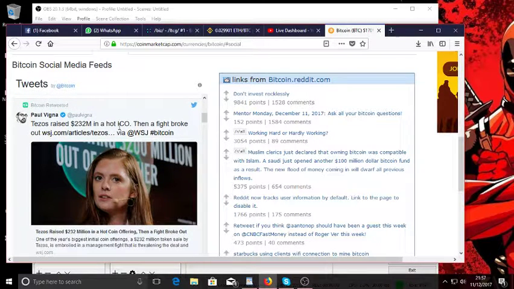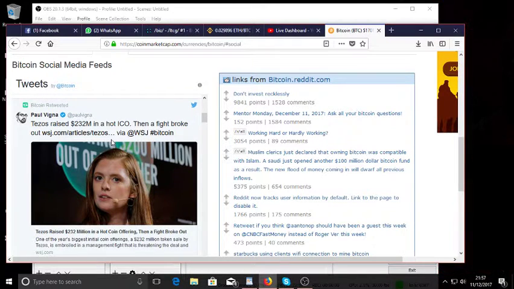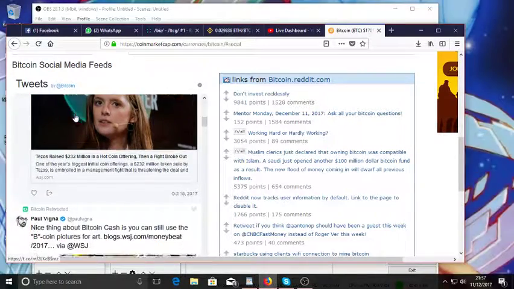And then something like this: Tezos raised 232 million in a hot ICO, then a fight broke out. This might actually push the price down because it's negative, and the Tezos ICO will suffer because of infighting in the company.